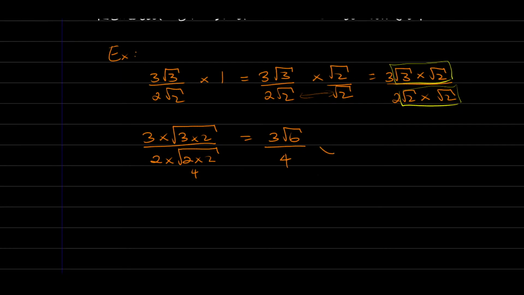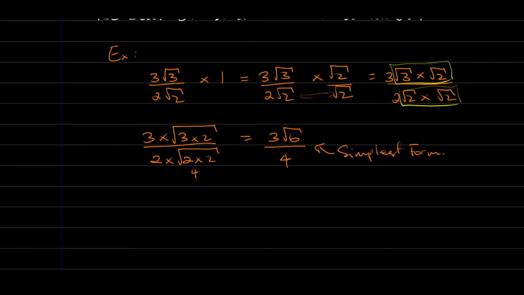This is the simplest form. No surds in the denominator, simplest form. And that's it. That's all you have to learn about surds. Let me just start doing some examples now, and with the examples, you should be able to get a better understanding of how to do this.